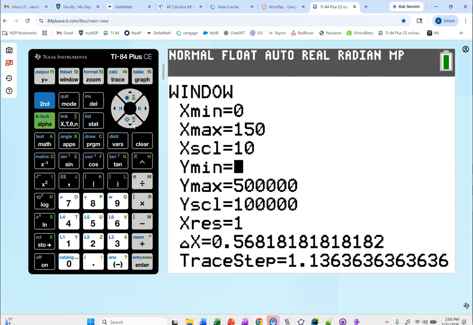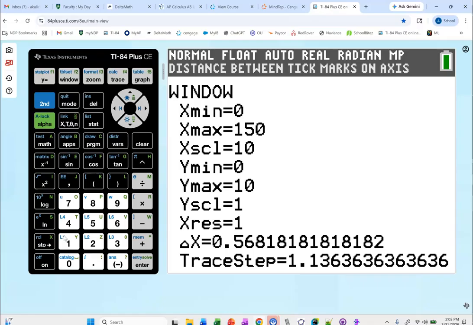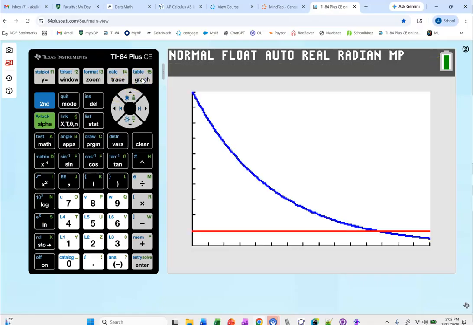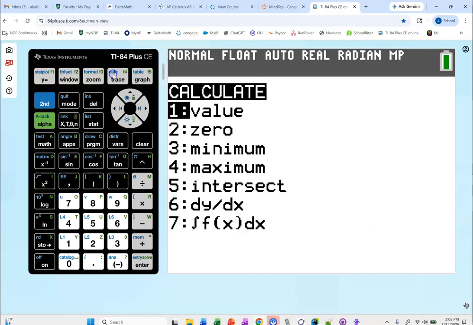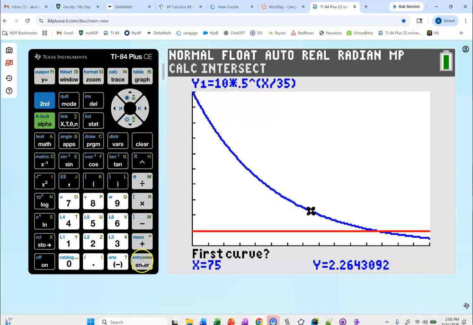The minimum Y I can have is 0, again, because stuff is decaying. The most amount of stuff I'll ever have is the start, that 10 grams. And I think just going by 1 seems good. All right, we'll hit the graph. There's my curve. I see an intersection. Second trace, intersect command, enter, enter, enter. And I have 116.3 days is my answer.